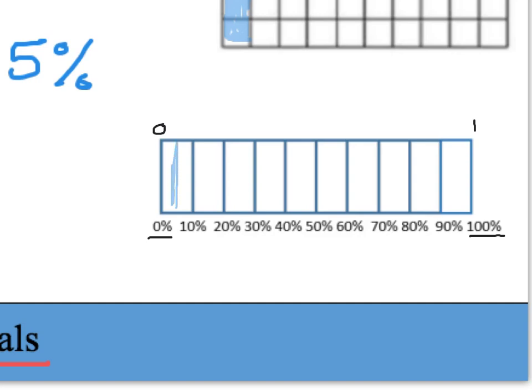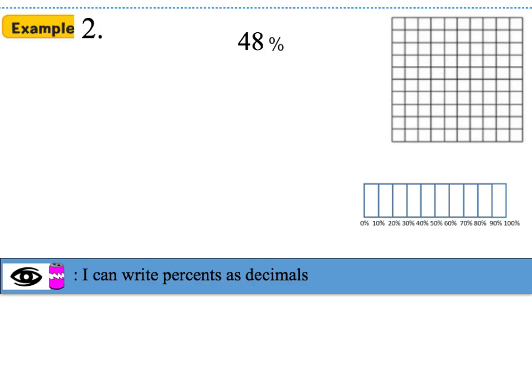So the shaded region shows 5%. And at the very top, the decimal form of that is 0.05. So let's write 48% as a decimal.